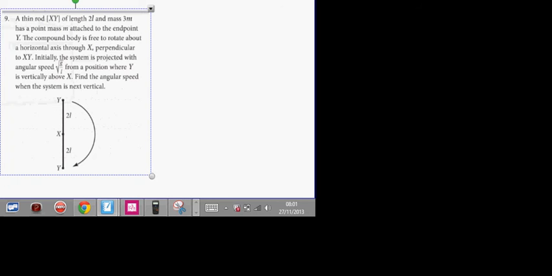Number 8. Okay, or sorry, number 9. A thin rod XY of length 2L and mass 3M has a point mass M attached to the end point Y. The compound body is free to rotate about a horizontal axis through X, okay? Perpendicular to XY. So it's perpendicular. Once again, it's going into the page, okay?